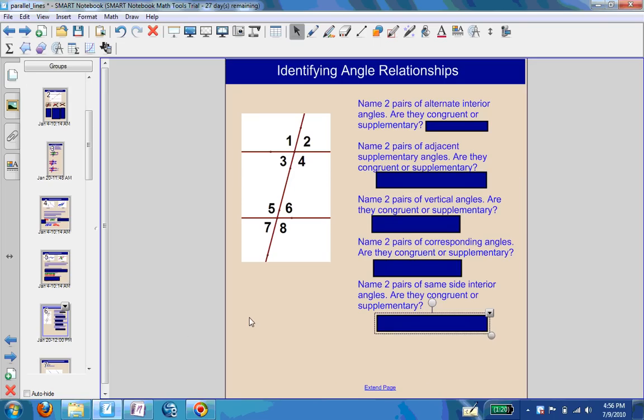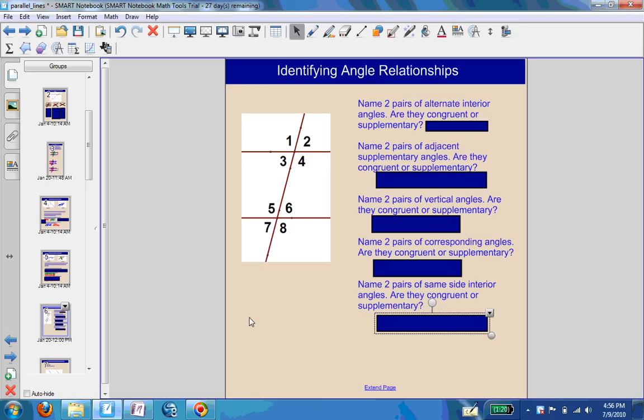So let's see if we can go through and identify angle relationships. See if you can name two pairs of alternate interior angles. Are they congruent or supplementary? All pairs of angles in these pictures are going to be either congruent or supplementary if you have two parallel lines cut by one transversal. If you pick any two angles, they will either be supplementary or congruent. So, two pairs of alternate interior angles. I have 3 and 6 and 4 and 5, and they're congruent.